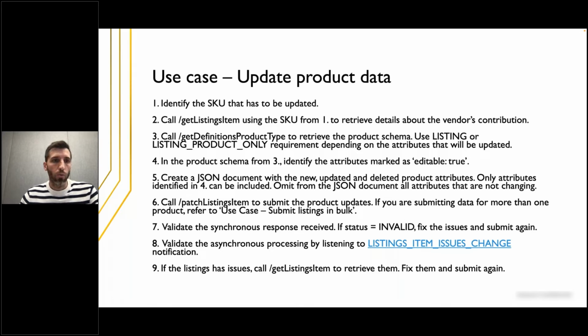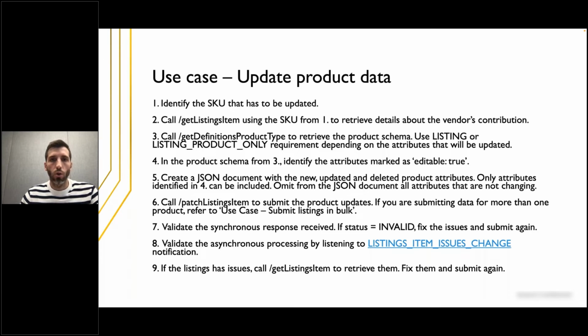And then in step number 5, when you create your JSON document, you will be including all the changes that you want to submit. What you can submit to Amazon as a partial product update is adding new attributes that were not previously in the contribution, updating some attributes that were already submitted before, and also deleting attributes. So those are the things that you can do with this operation.